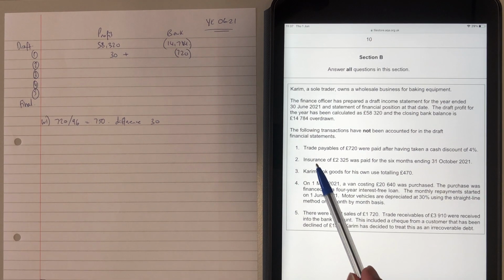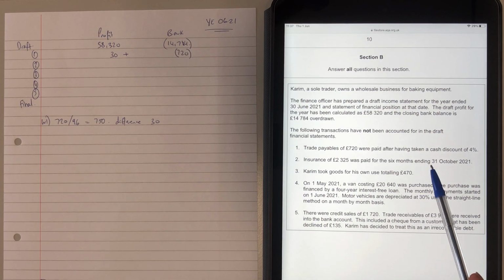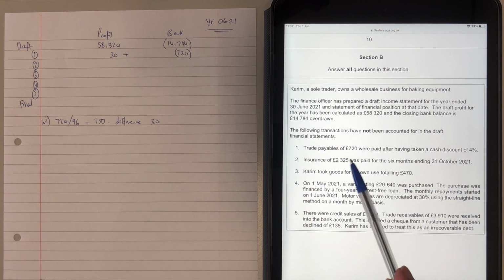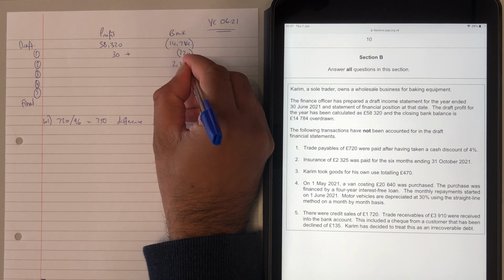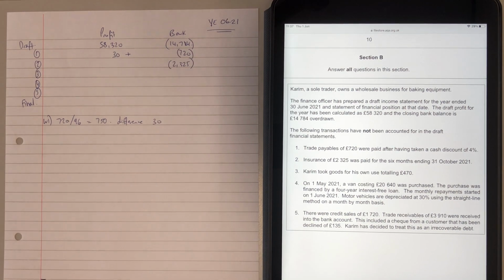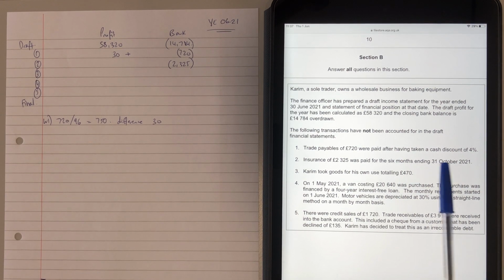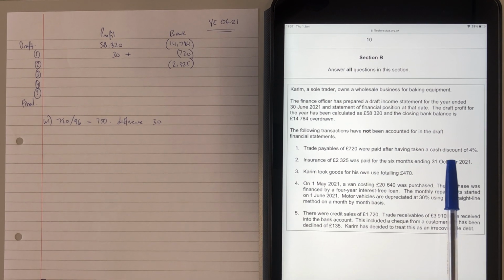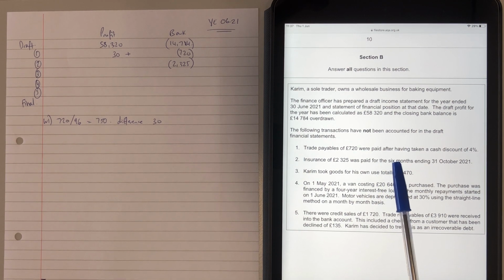Number 2. Insurance of 2325 was paid for the 6 months ending October. So we paid 2325. That's going to affect our bank. Okay. However, we paid up to October. 6 months up to October. Now you have to work backwards. Now October is month 10. So you have to work back to month 5.